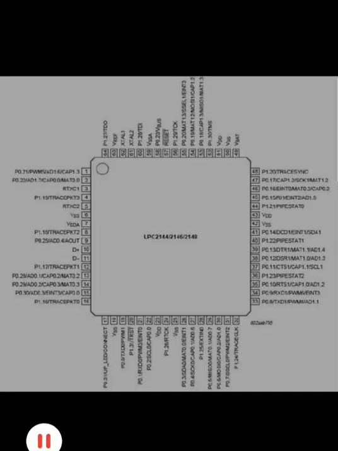The next pin is port 1, port 1.0 to port 1.31. That means port 1 is a 32-bit bidirectional input output port with individual direction control for each bit. The operation of the port 1 pin depends upon the pin function selected via the pin connect block. That means pins 0 through 15 of port 1 are not available.